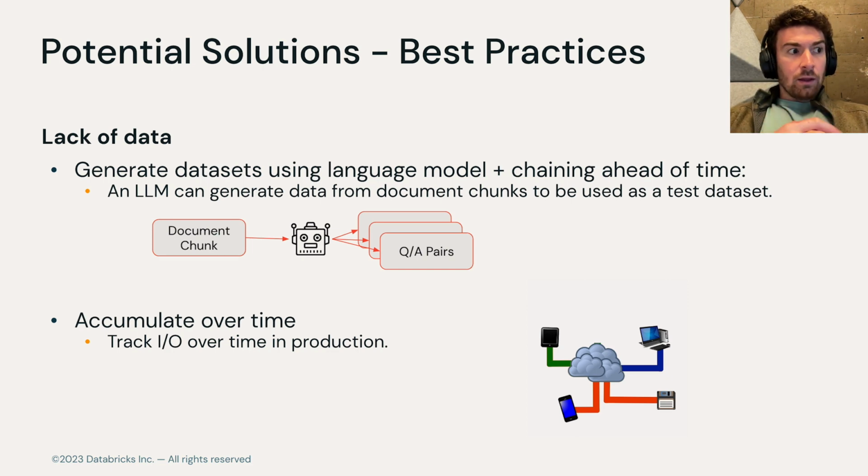The other thing that is commonly done to gather this data is just accumulate it over time. So if you have an application running in production, you can keep track of the inputs and outputs, and you can start to eventually add these to a data set and grow that data set over time.